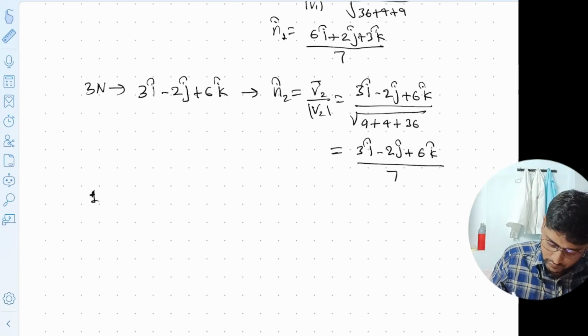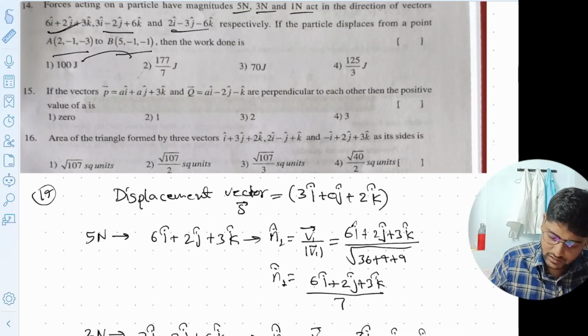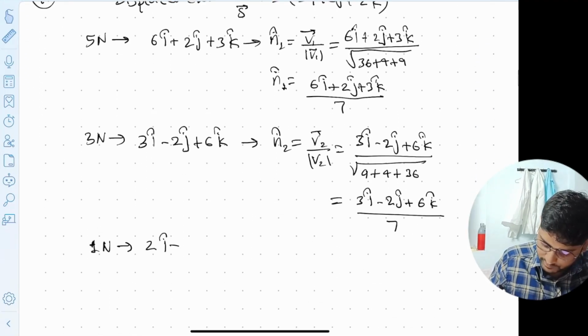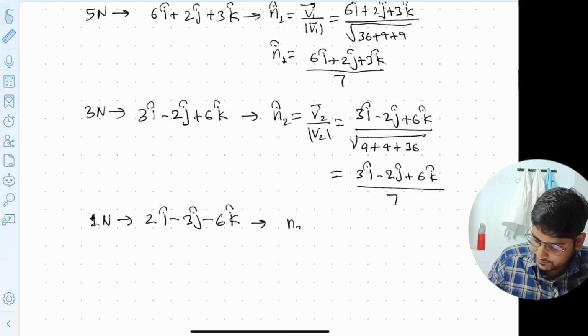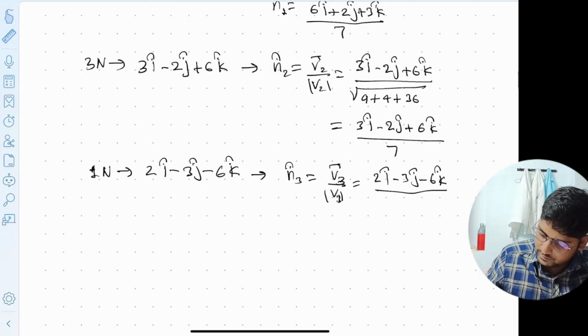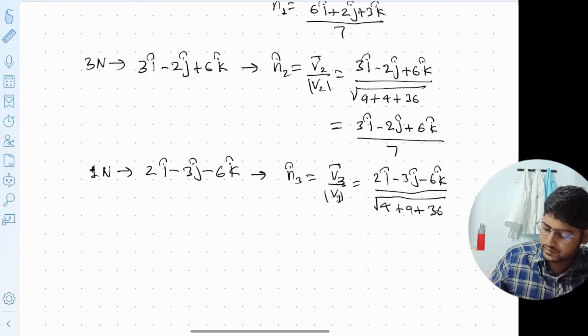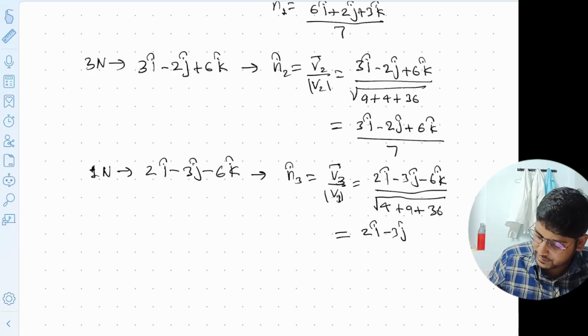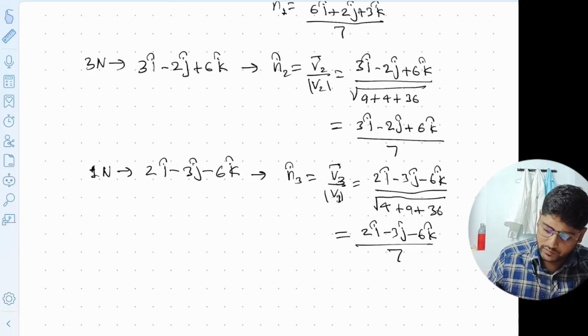Now for the 1 Newton, the vector is 2 i cap minus 3 j cap minus 6 k cap. Now n3 cap equals vector 3 divided by magnitude of vector 3. So 2 i cap minus 3 j cap minus 6 k cap divided by the square root of 2 squared 4, 3 squared 9, 6 squared 36. 36 plus 4 is 40, 40 plus 9 is 49. So 2 i cap minus 3 j cap minus 6 k cap divided by 7, since the square root of 49 is 7. Okay, we got our n1, n2, n3.